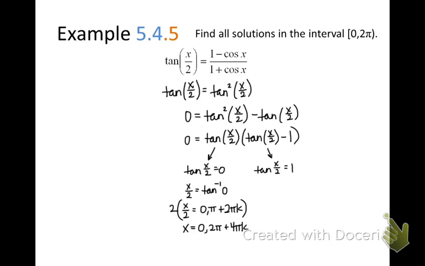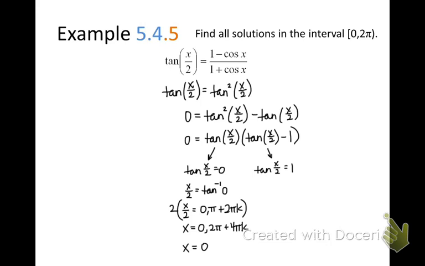Which of these solutions are within my interval? Is 2 pi really in that interval? No, because I've put a parenthesis. If I add 4 pi k onto 2 pi, of course I'm going to be outside of that interval as well, right? Okay, this is going to come more into play up here. So let's start working on this side now.